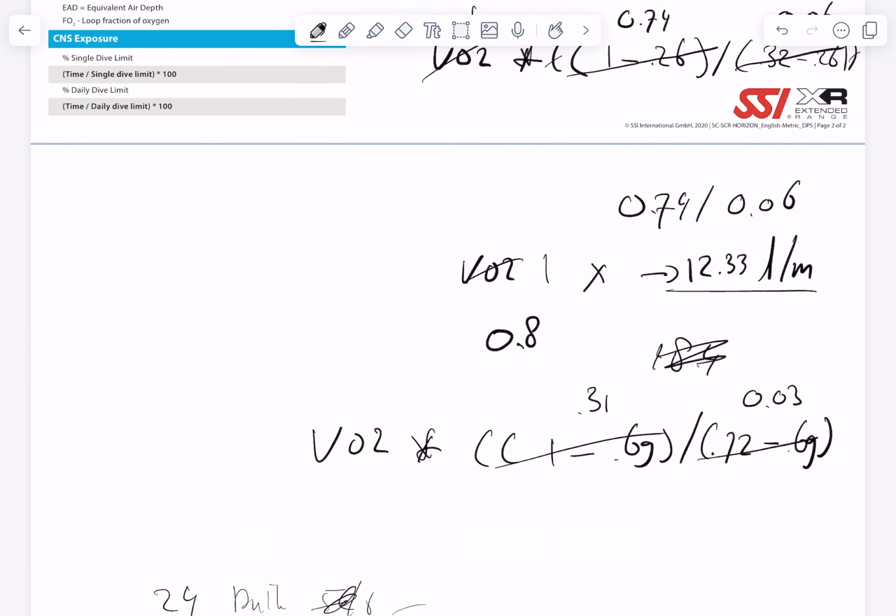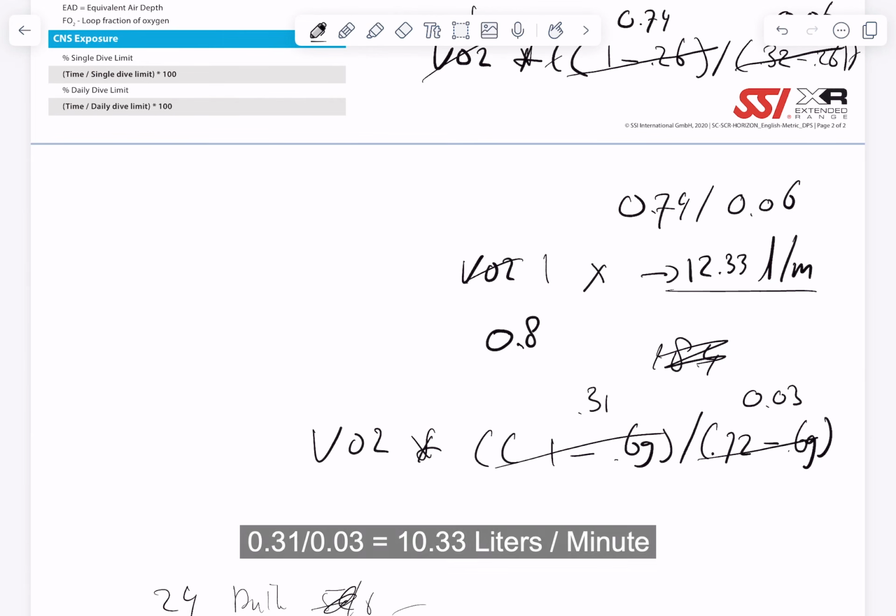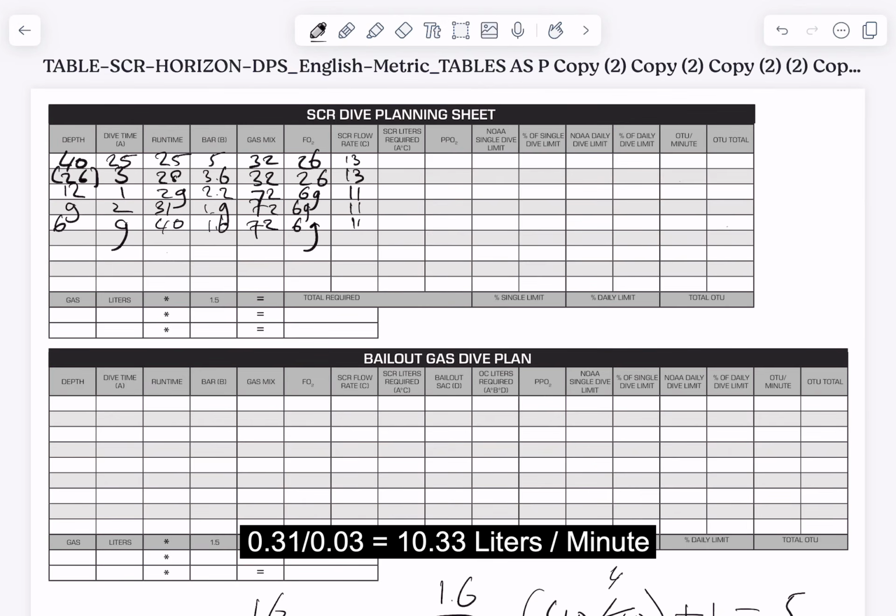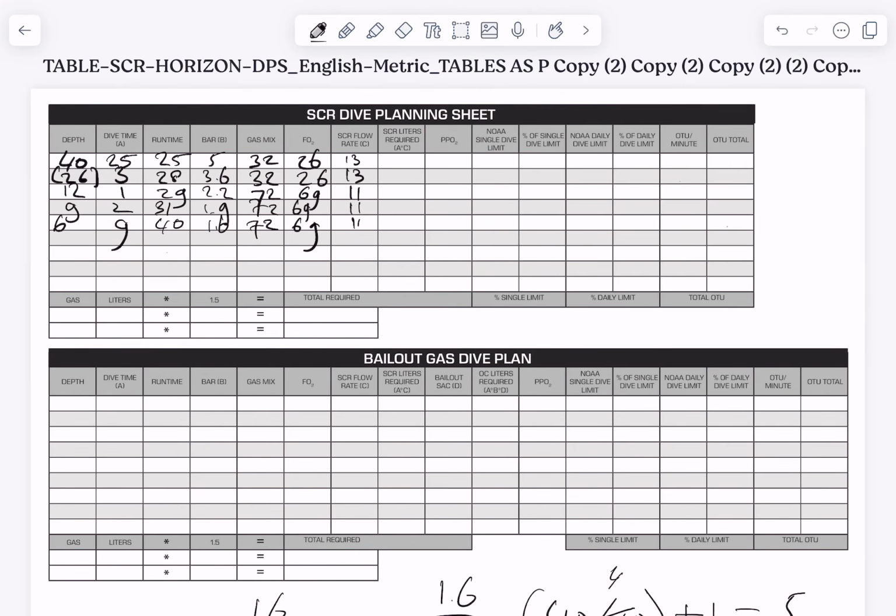Now, when we take these numbers, we divide 0.31 by 0.03, which is 10.33 liters per minute. Again, my FO2 didn't change, so let's say it's 1. So 1 times 10.33 is going to be 10.33. I'm going to make that 11 because I just want to be safe. So my deco gas flow rate is going to be 11. It's going to be 11 here, and it's going to be 11 here.